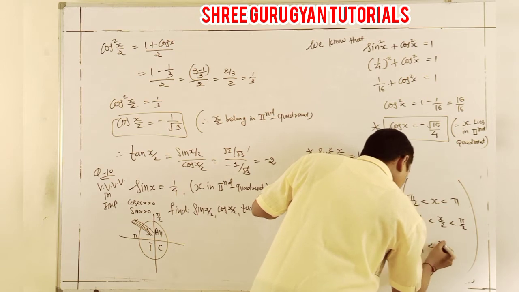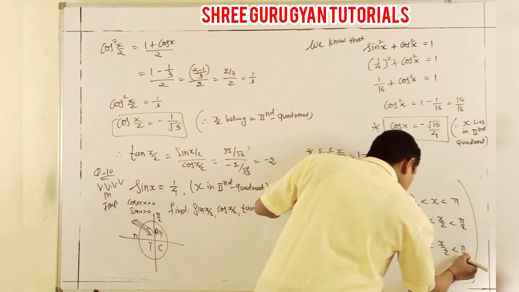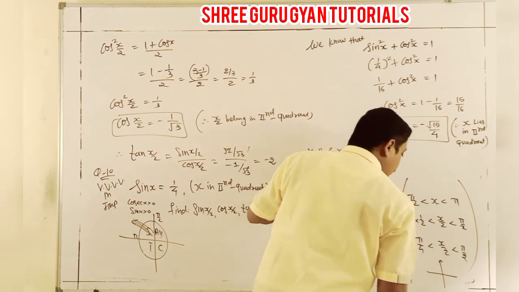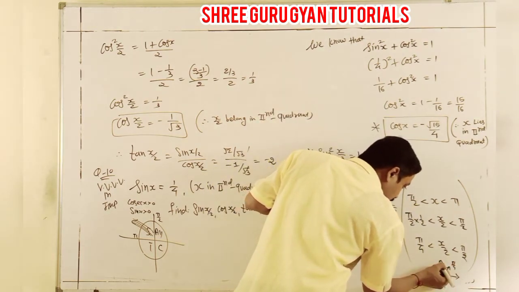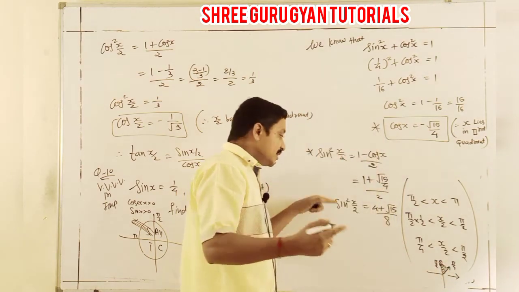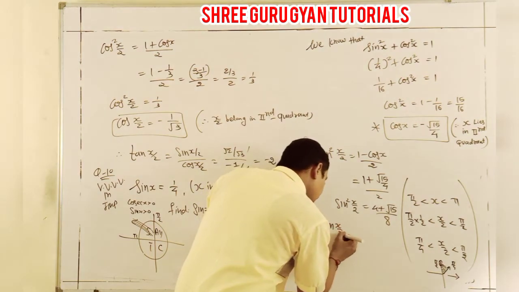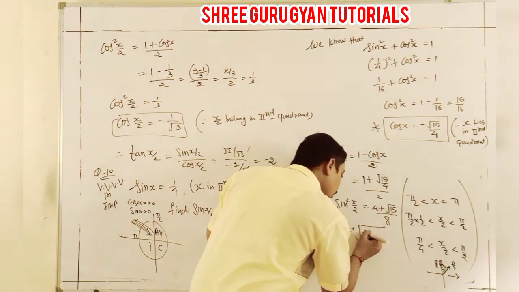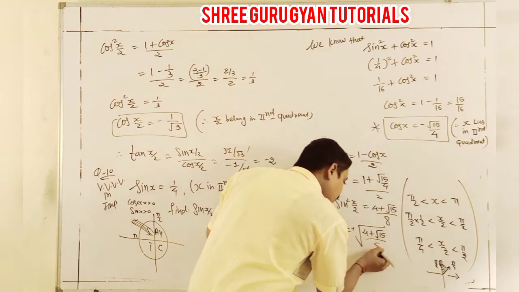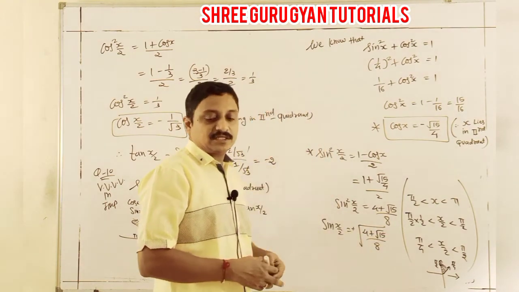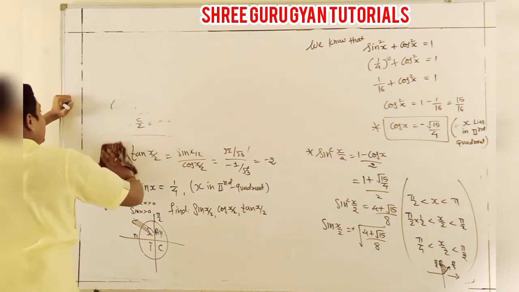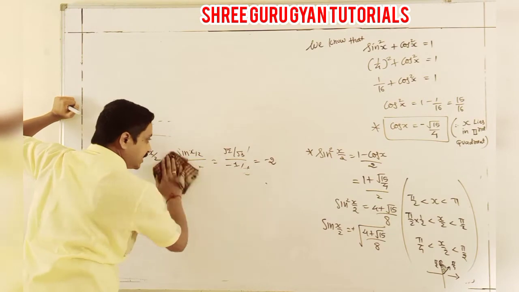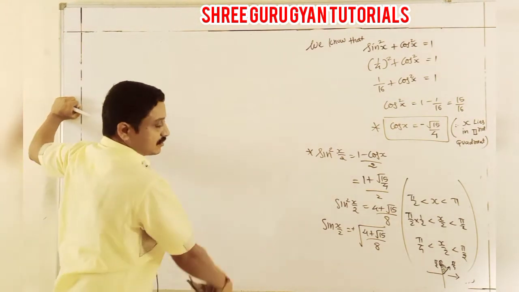So pi by 4 to pi by 2 means, students, you are here. This is your pi by 4 and here is pi by 2. Check, your quadrant is first. That's why here I write the answer as positive, (4 plus root 15) by 8. And students, this is not your answer. I will further explain until we finally remove the root. That's the main part of this chapter.